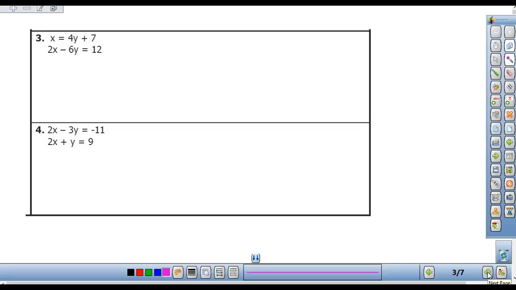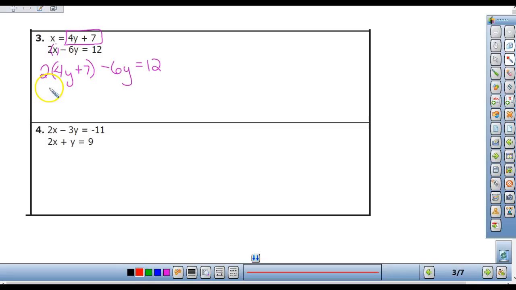All right, so number 3. Do I have one of my equations solved? I have my top equation again, but this time it's solved for what? This time it's solved for x. So what am I plugging it in for? This time I got to plug it in for x instead of for y, because it's x equals, not y equals. So I have 2 times what's going in for x? 4y plus 7 minus 6y equals 12.